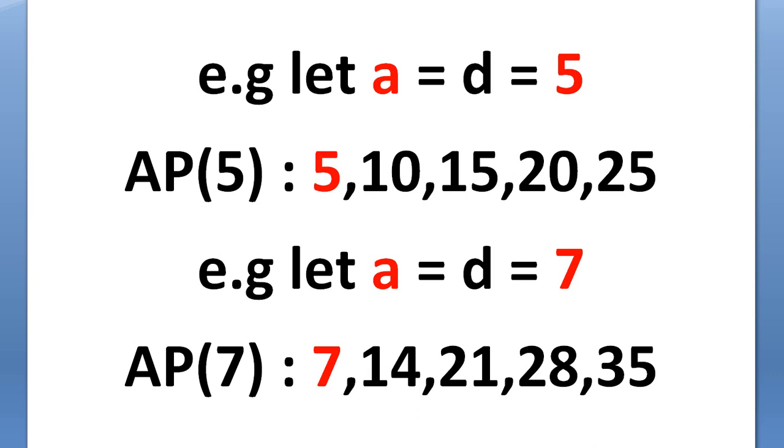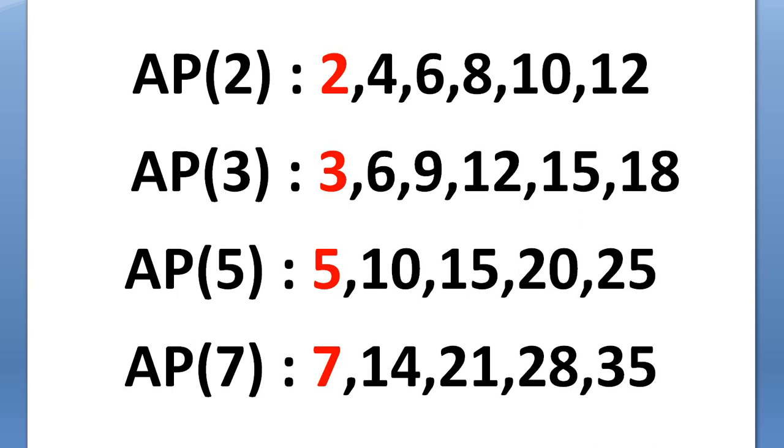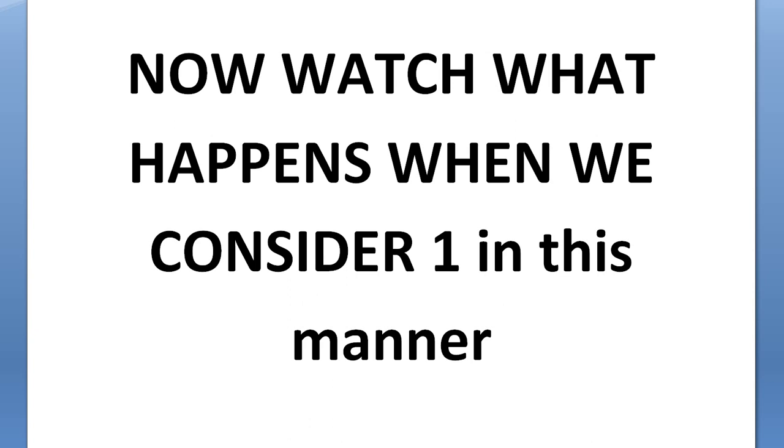So far, all the first terms in these arithmetic progressions are prime numbers. So let's gather them together. AP2 is 2, 4, 6, 8, 10, 12, and 2 is prime. AP3 is 3, 6, 9, 12, 15, 18, and 3 is prime. AP5 is 5, 10, 15, 20, 25, and 5 is prime. AP7 is 7, 14, 21, 28, 35, and 7 is prime. So the red numbers are prime. Right. Now watch what happens when we consider 1 in this manner.